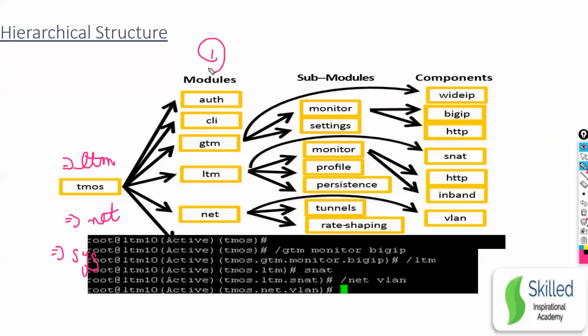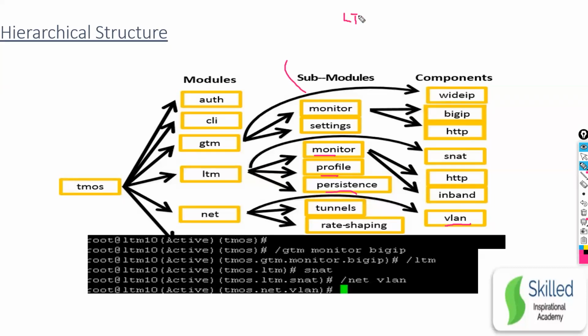Now the next component which comes into the picture is submodules. What do submodules mean, guys? You have understood modules. First your root directory comes into the picture, then your modules. Submodules are the components which come under, let's say, LTM. In LTM, your submodules are monitor, profile, persistence. In network, you have VLANs, self IPs, which are your submodules. So it is like that.